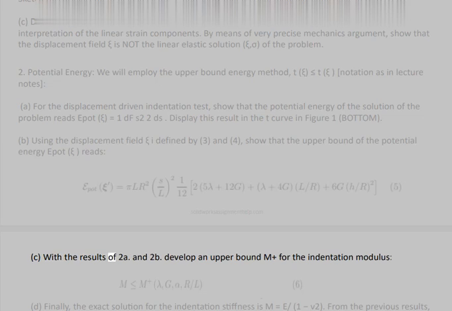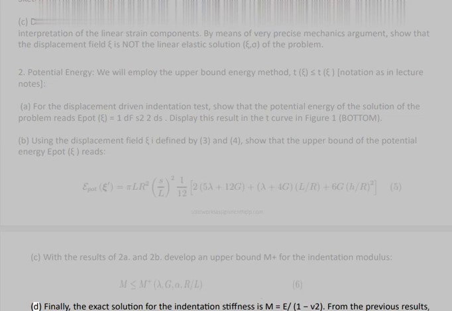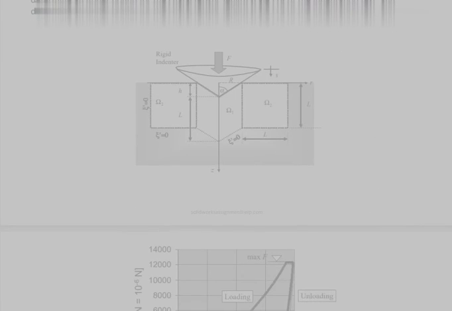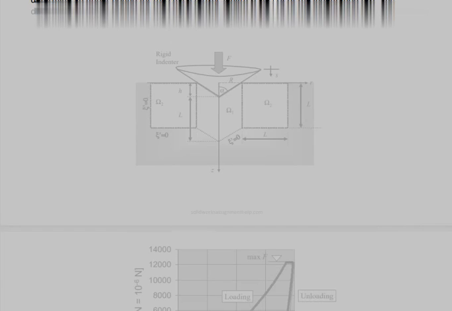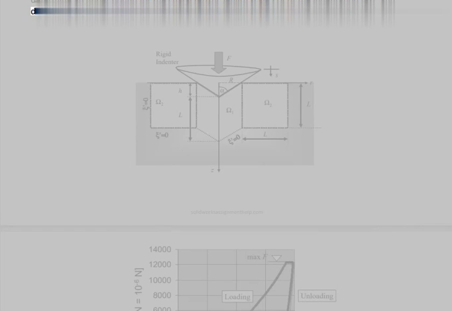C. With the results of 2a and 2b, develop an upper bound m plus for the indentation modulus. D. Finally, the exact solution for the indentation stiffness is m equals E over 1 minus nu squared. From the previous results, determine an upper bound for the characteristic length scale L over R of the indentation test, and determine L over R for alpha equals pi over 4 and nu equals 0.